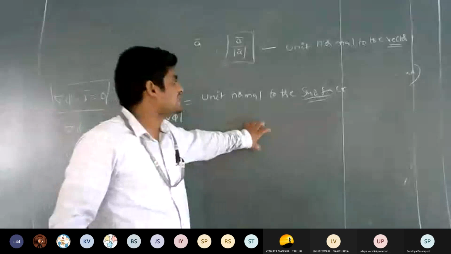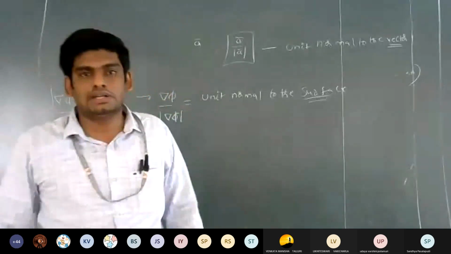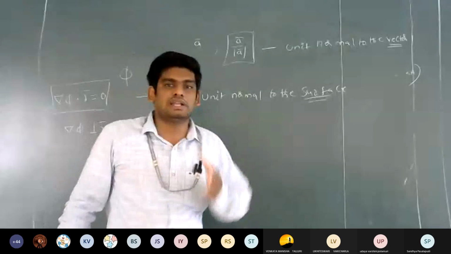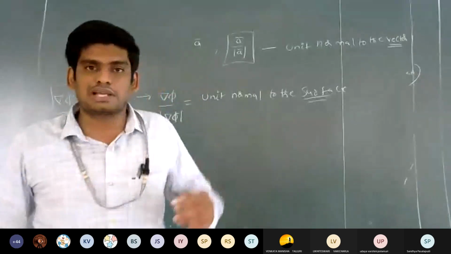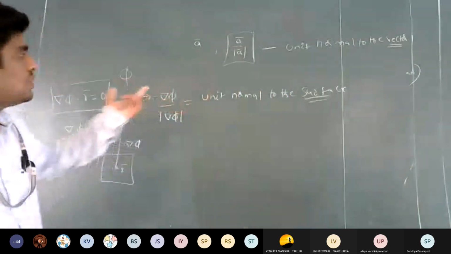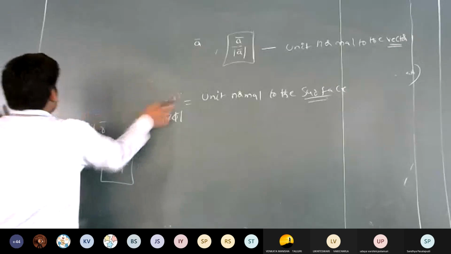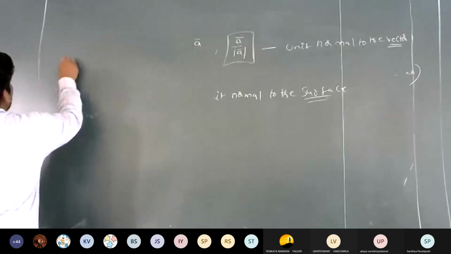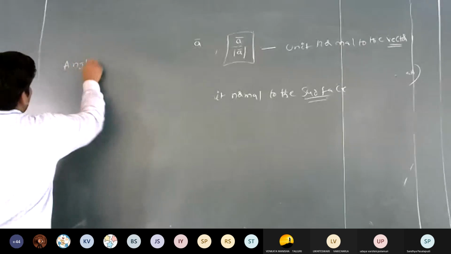Why am I discussing it one more time? These concepts are very important. This is a very simple unit and there is scope for getting full marks from it, so I am reminding you once more. This is the basic definition of the unit normal vector. Next one is the angle between two surfaces.